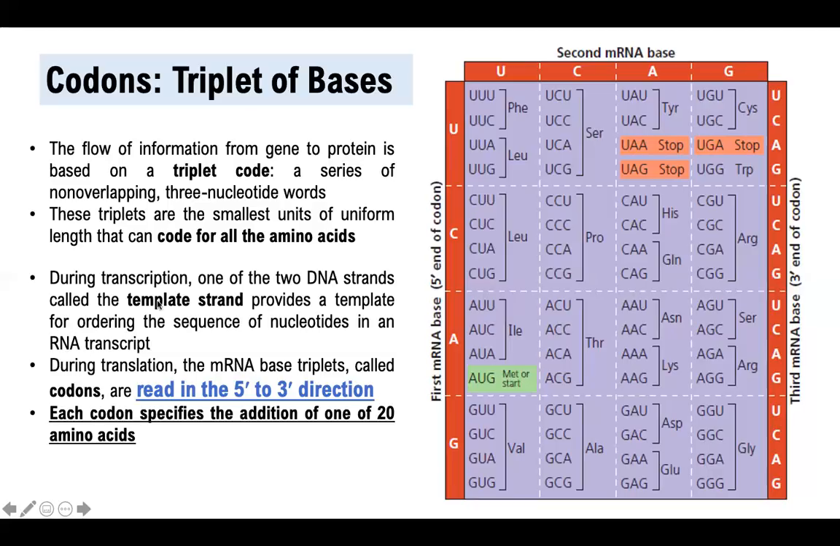And all organisms start with AUG. So AUG is the start of translation. It is the codon that is first read by the ribosome, and AUG codes for methionine.